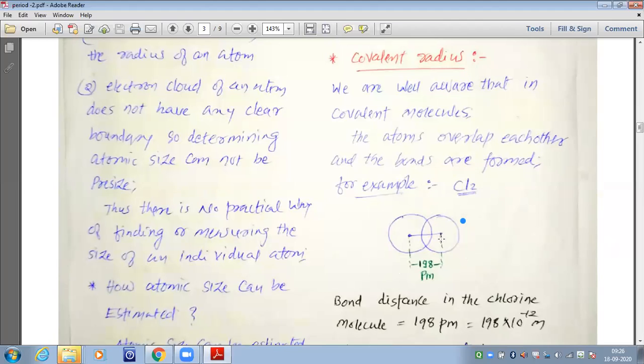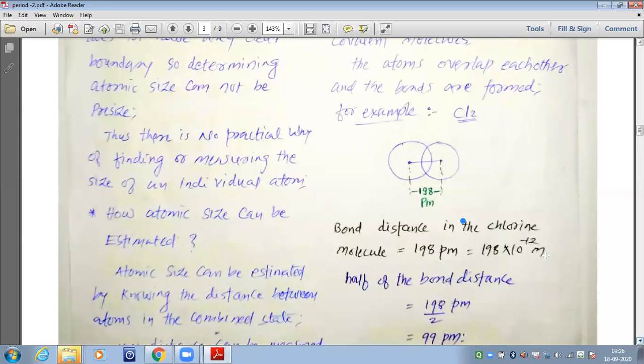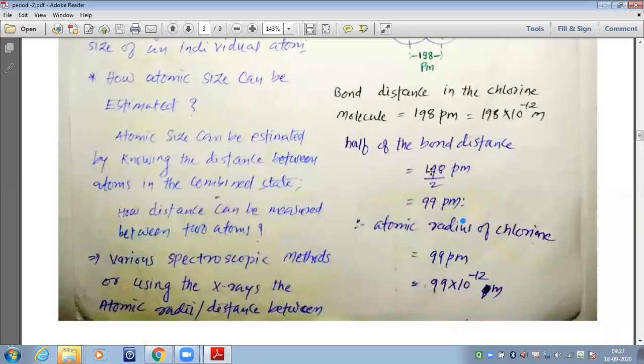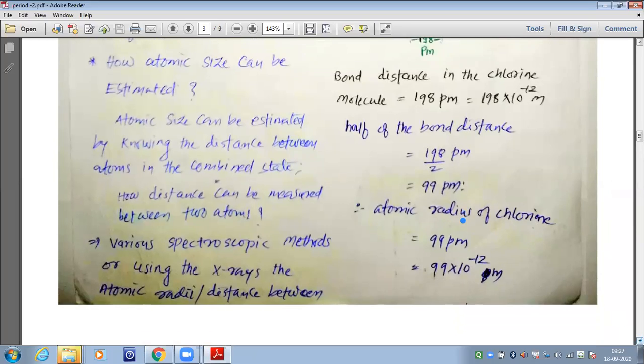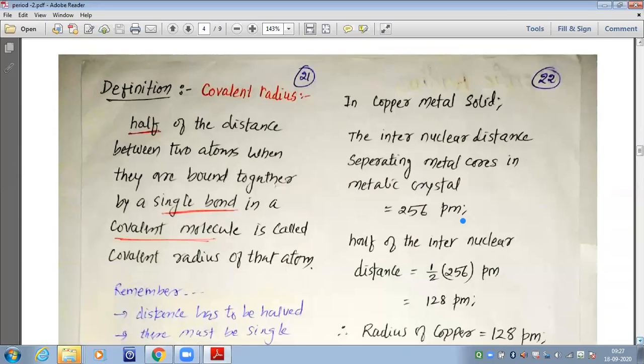The distance between the two centers of the chlorine atoms is found to be 198 picometer. Remember, 1 picometer is 10 to the power minus 12 meter. So the bond distance in the chlorine molecule is 198 picometer, or 198 into 10 to the power minus 12 meter. Then we halve the bond distance. Half of the bond distance is 198 divided by 2, that is 99 picometer, and that is why the atomic radius of chlorine is 99 picometer, or 99 into 10 to the power minus 12 meter. So this is how, my dear students, we measure the covalent radius.